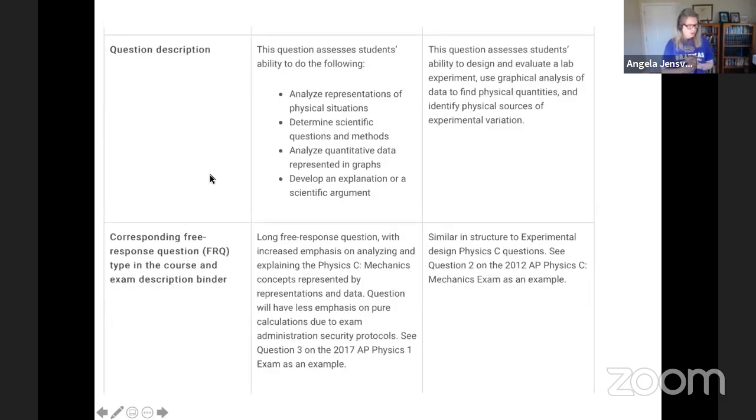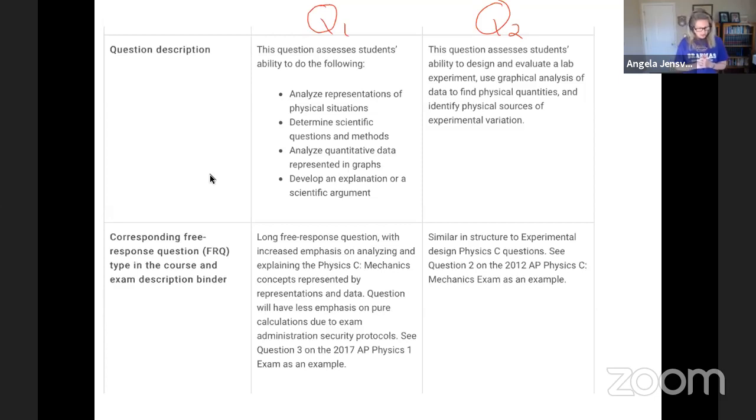Just want to make sure you saw the types of questions. So this column here is question 1, and this column here is question 2. This is a publicly available document on the College Board website. I think it's AP COVID-19 updates at collegeboard.org. I think if you Google it, you'll find it.